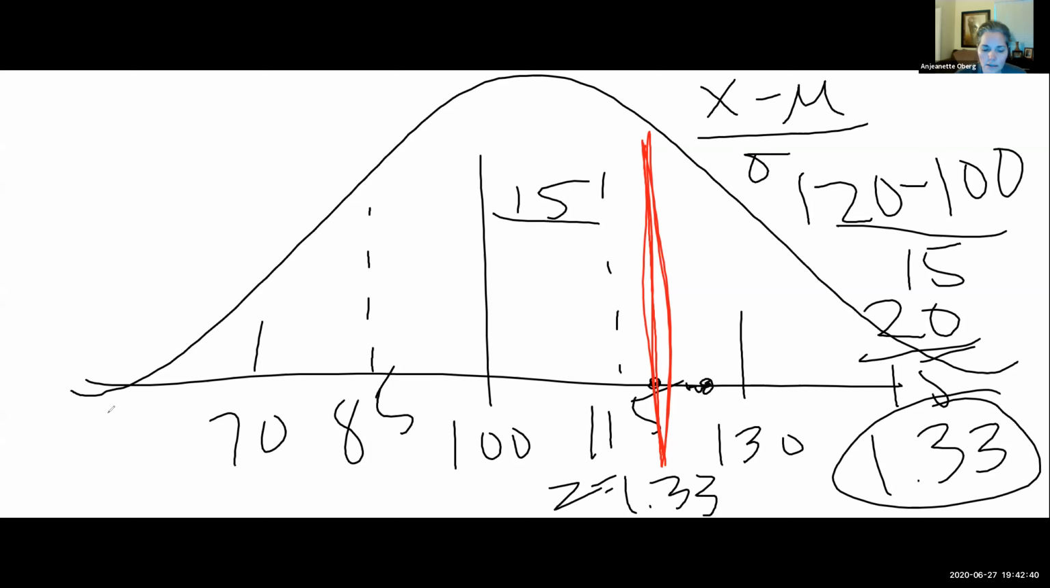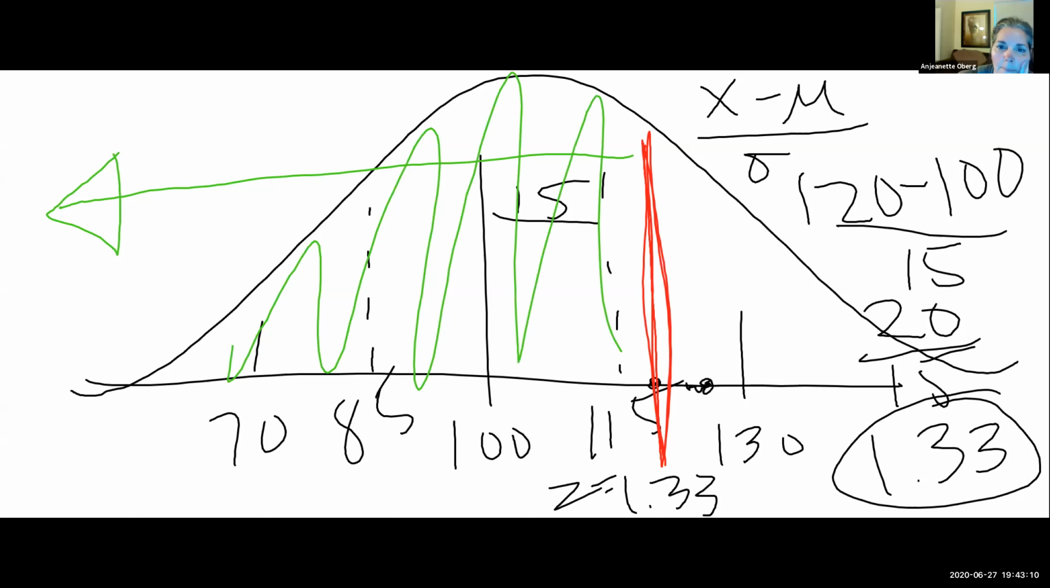So now I need to go back and figure out what it's asking me because I forgot. It's asking me, what is the probability of randomly selecting an individual with a score less than 120, okay? So if I go back to my whiteboard, it's asking me less than 120. So what it's essentially asking me is over here, less than 120. So it's a percentage in the body. What percentage of scores are less than a z of 1.33? And I'm now going to go to my unit normal table.